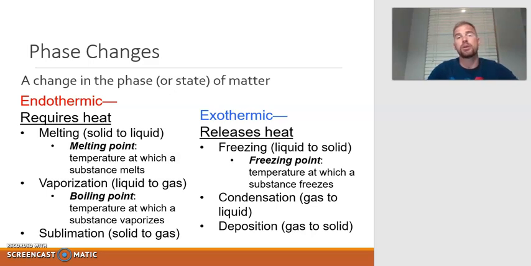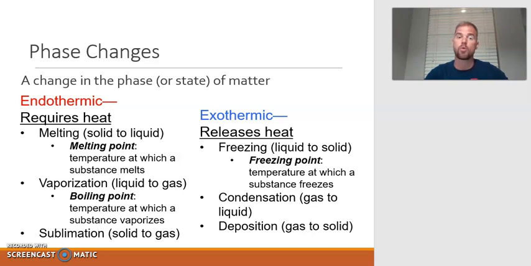In topic 1, we briefly covered this, and so we're going to revisit by categorizing the states of matter, or the phases of matter, into two different categories, 3 phase changes under each. So there are 6 phase changes altogether. There's melting, vaporization, sublimation, freezing, condensation, deposition. These 6 phase changes can be categorized into 2 main umbrellas.